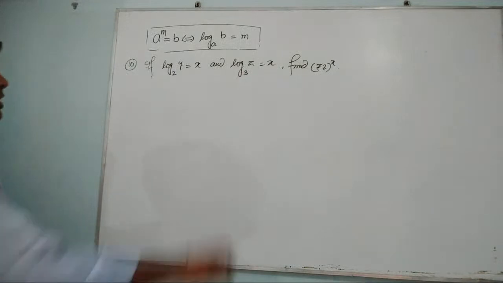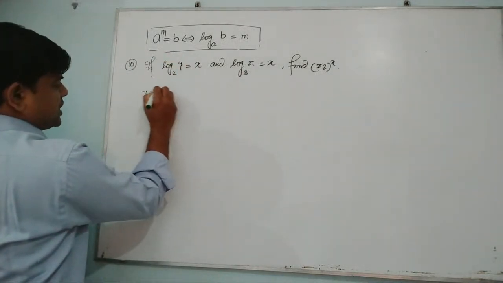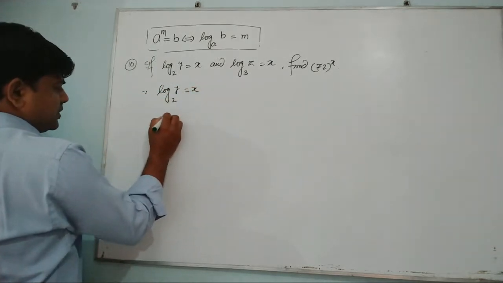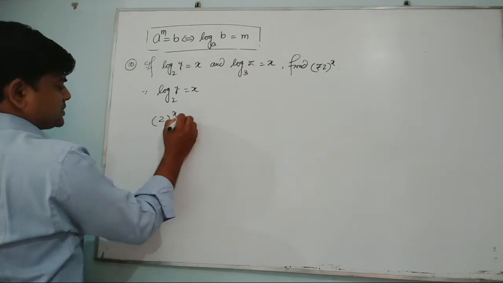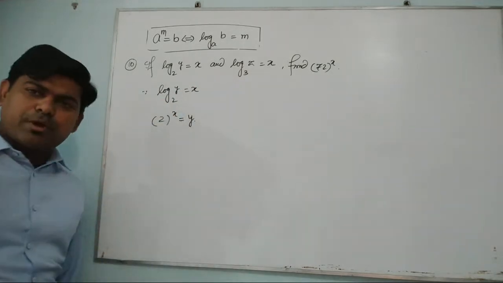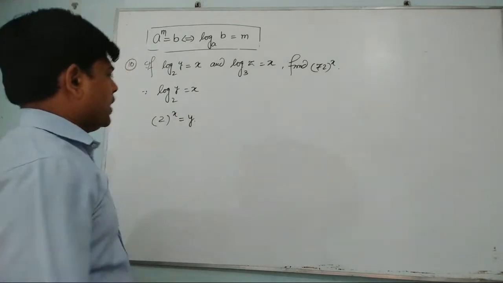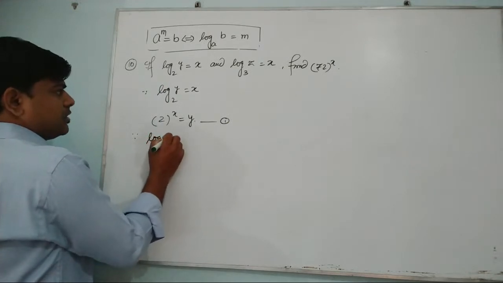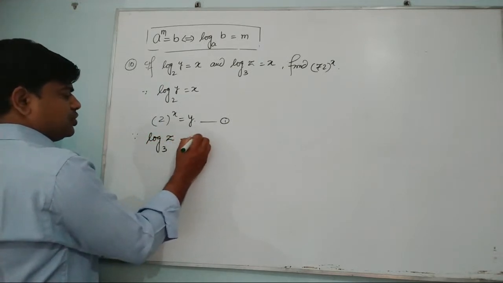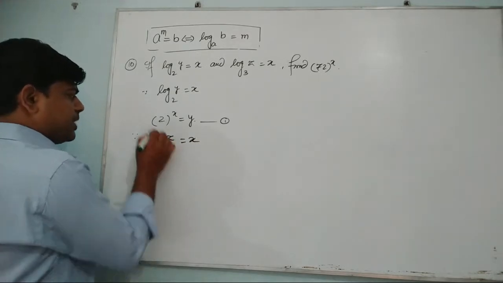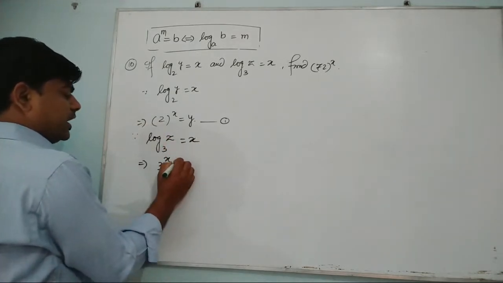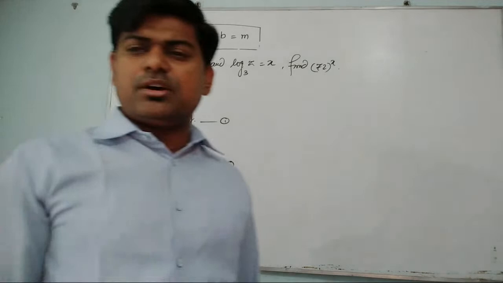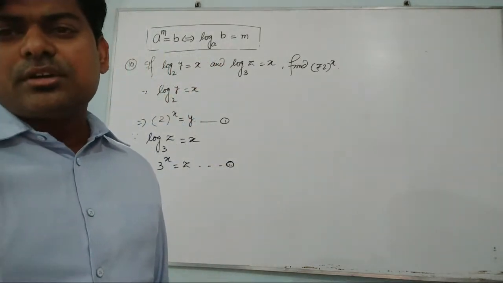Listen to me. What has been given here: since log y base 2 is equal to x, it can be written as 2 to the power x is equal to y. Wherever we get 2 to the power x, it can be written as y. This is the first one. Now the second one: since log z base 3 is equal to x, I may write 3 to the power x is equal to z. It means wherever we have 3 to the power x, it can be written as z.